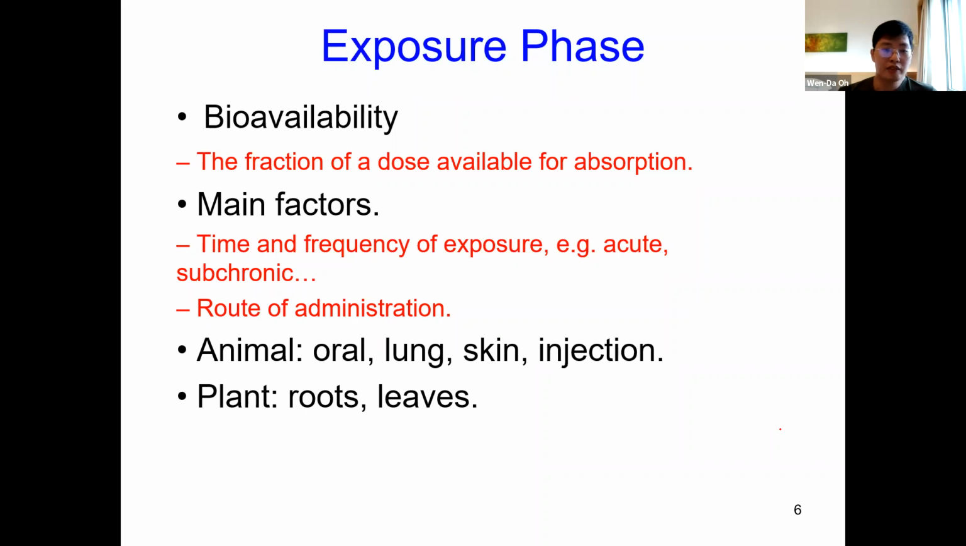For plants you have roots and leaves as the sites of exposure. Roots, as you know, can transport water through their cells. So if you have a toxicant in the environment, the plant can also take up this toxicant. One example of a plant being exposed.